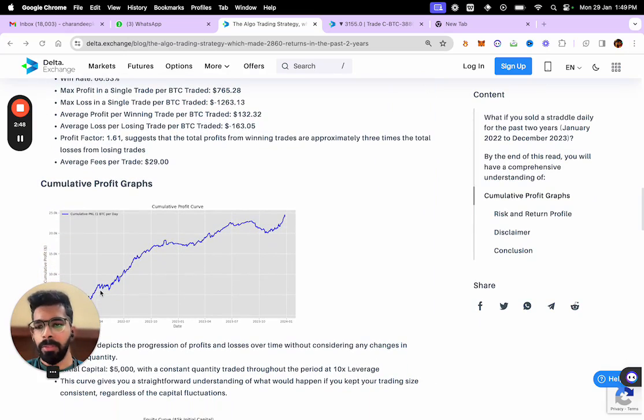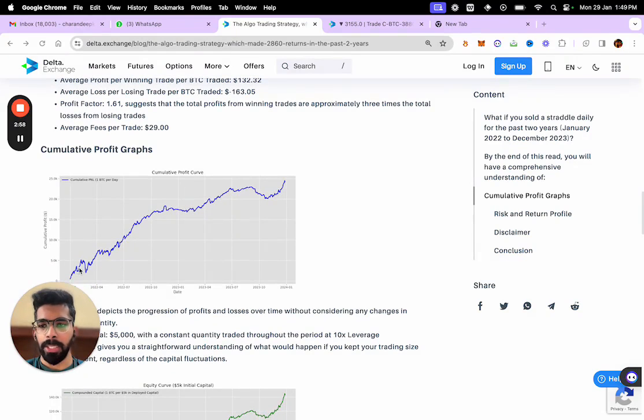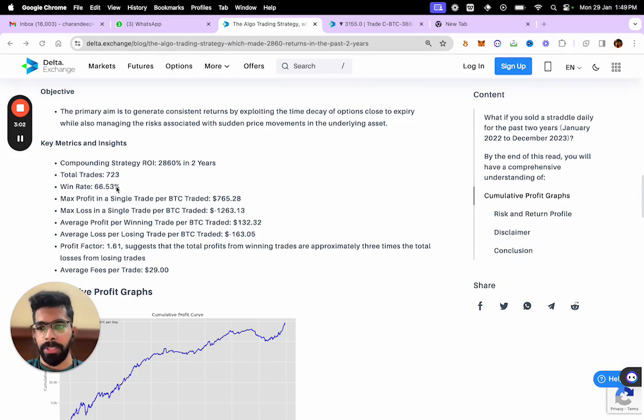Now, obviously, even though this graph has gone up over time, there are some dips in this graph. So it's not that the strategy is making a profit every time. And if you were to deploy this strategy, you will face some down days also. So let's look at those metrics.